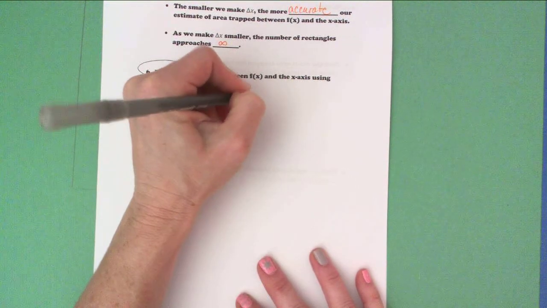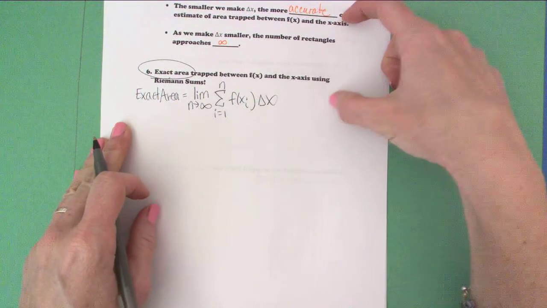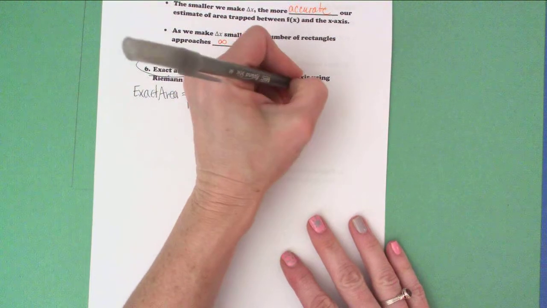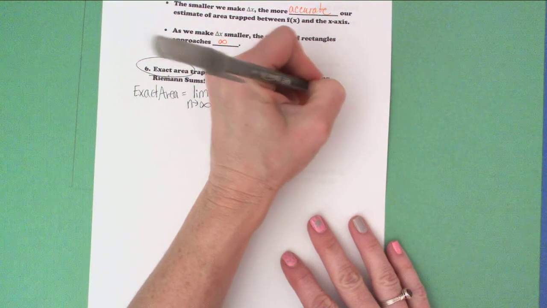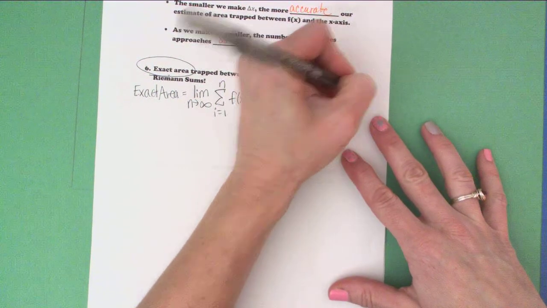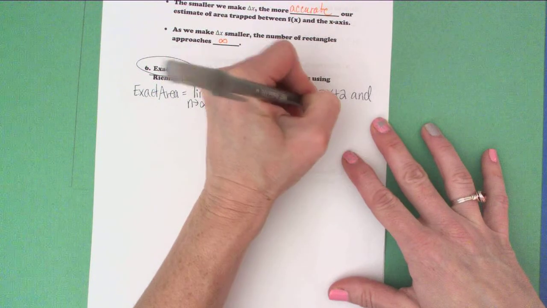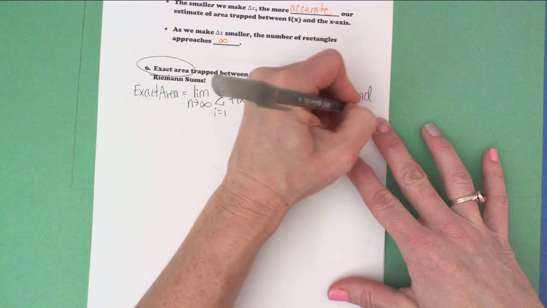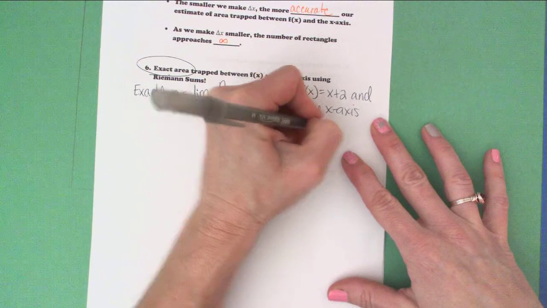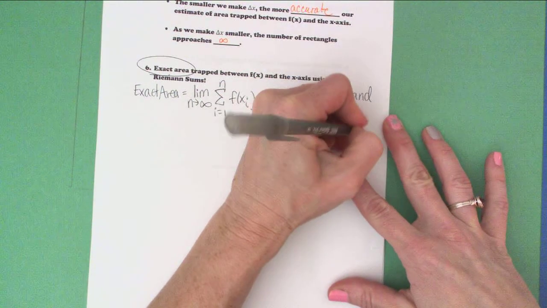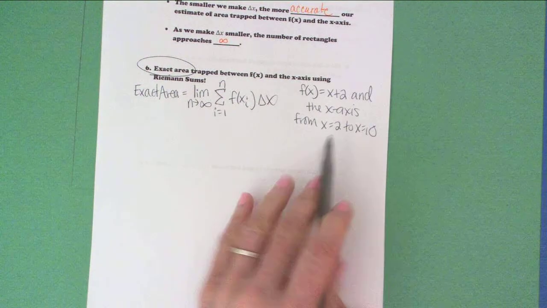We're going to use this formula on the specific example we've been dealing with. We're going to find the area trapped between f of x equals x plus 2 and the x-axis from x equals 2 to x equals 10. So I'm going to need you to tune in to the next video to get this problem accomplished.